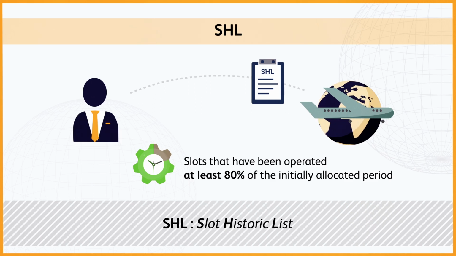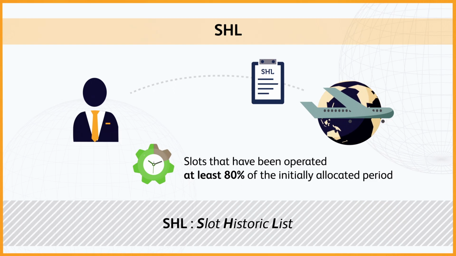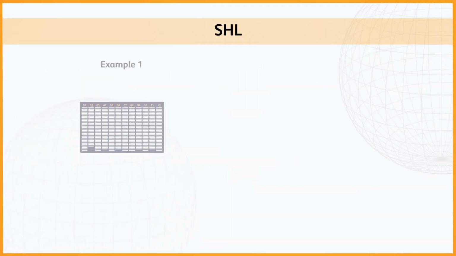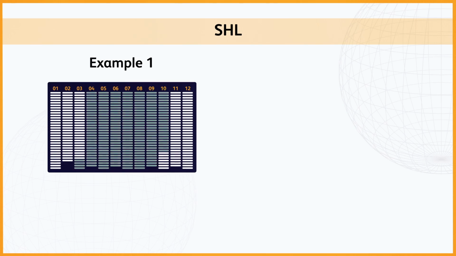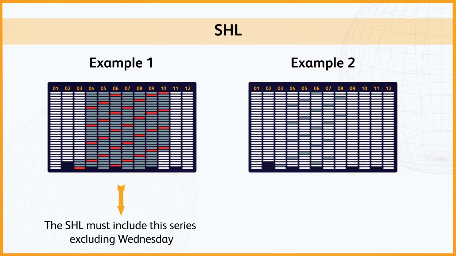initially allocated period. If a series was granted for several days of week, the percentage of use is calculated for each day. Example 1. A series was granted for every day on the whole season, but the airline never operated on Wednesday. The SHL must include this series excluding Wednesday. Example 2. A series was granted on Monday during 20 weeks. If the airline operated the flight at least 16 times within the period, this series must be included in the SHL. Airlines must acknowledge reception of SHL to the coordinators and advise it in case of any discrepancy.